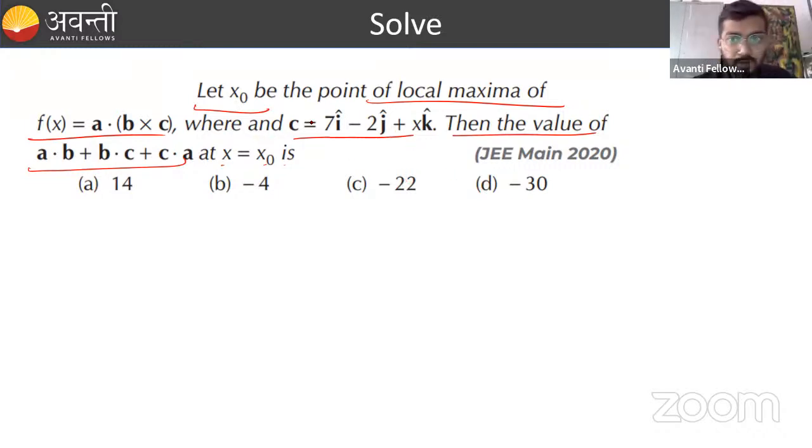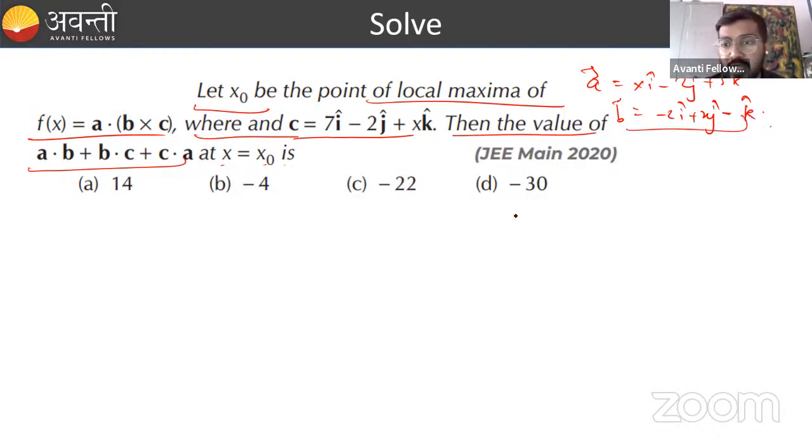Okay, so I guess this question is incomplete, guys. I'll write A bar is given as x I cap minus 2 j cap plus 3 k cap, and B bar is given as minus 2 I cap plus x j cap minus k cap. So these are A bar and B bar. Then we have to solve this question.